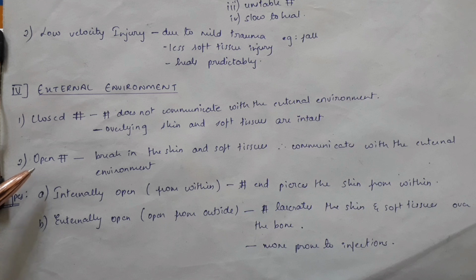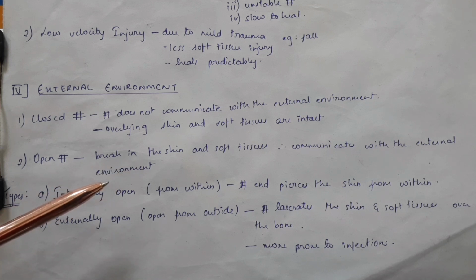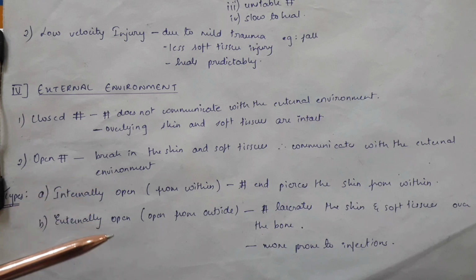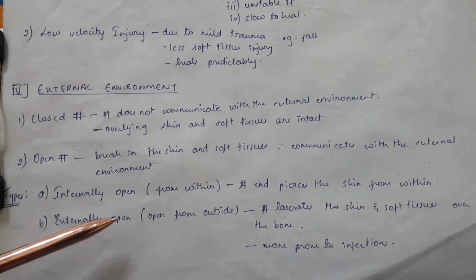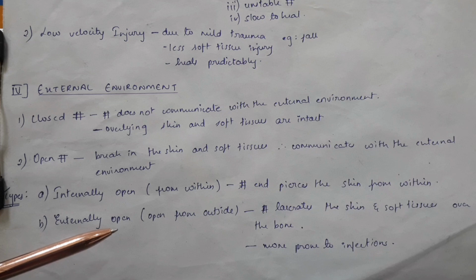Open fracture is further classified into internally open and externally open. Internally open means it is open from within, wherein the fracture end pierces the skin from within. Externally open is where it is open from outside. The fracture lacerates the skin and the soft tissues over the bone. It is more prone to infections.